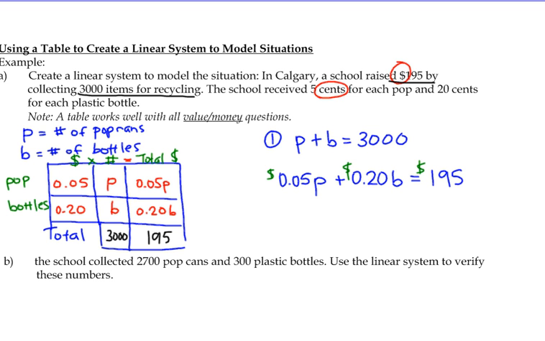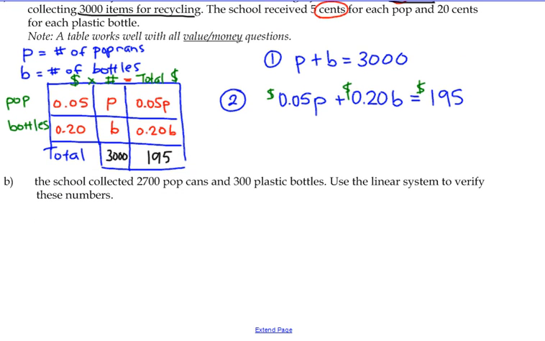And so you don't have to use a chart. You might be able to come to this without it. However, if you struggle with these word problems, a chart might be useful. The last part says the school collected 2,700 pop cans and 300 bottles. Use the linear system to verify these numbers.